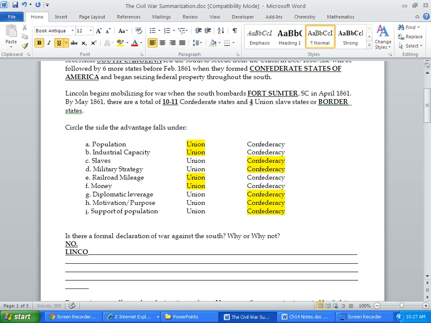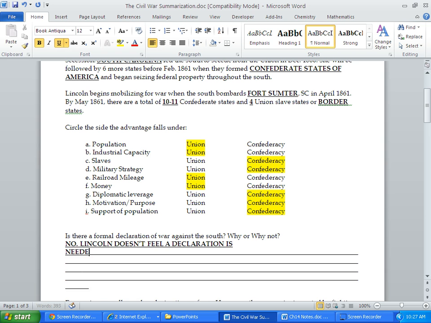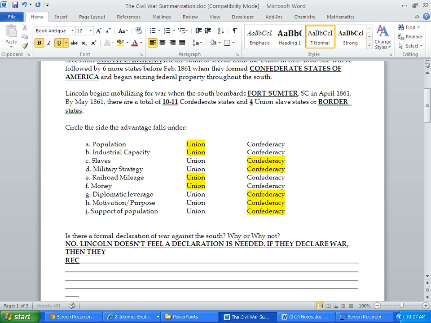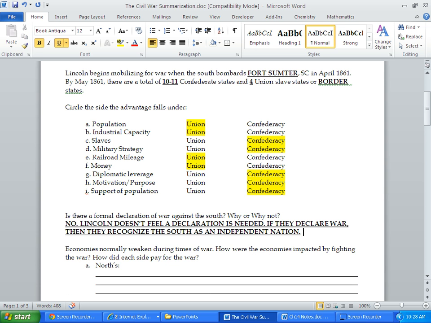All right, and the reason why is Lincoln doesn't really feel that a declaration is needed. If they declare war, then they recognize the South as an independent nation. All right, and so for Lincoln and the Republicans in the North, they can't recognize the war because their whole point is that the South is treasonous. They've left the Union, and the whole purpose of fighting is to maintain the Union.